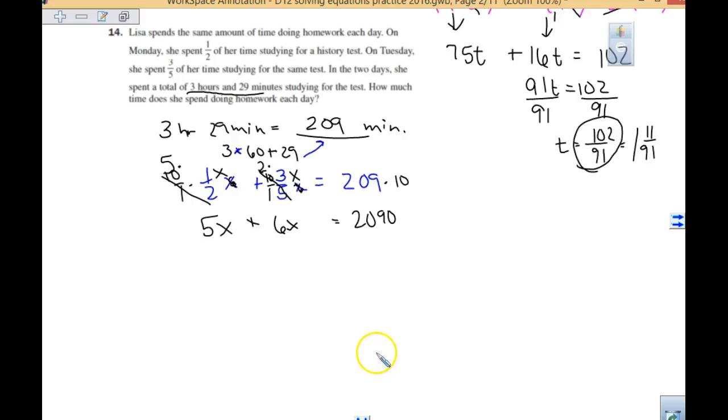Can we leave it with a giant number? Well, it says how much time does she study? So it comes out to so many minutes. Because you get 11x equals this, and it shouldn't be too giant. But you're going to leave it in terms of minutes. Okay?